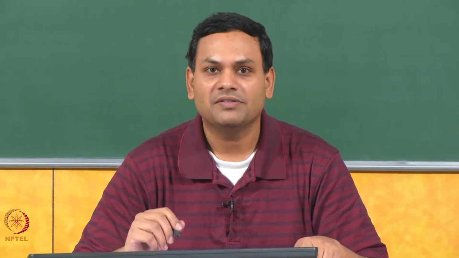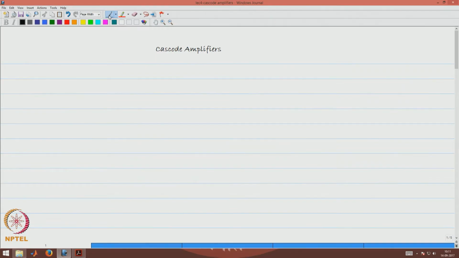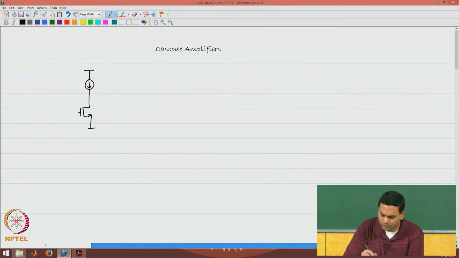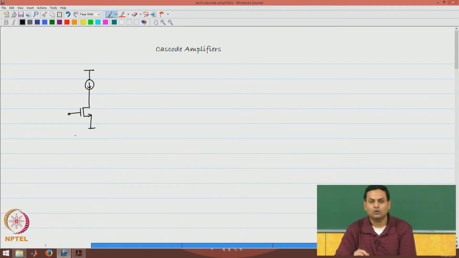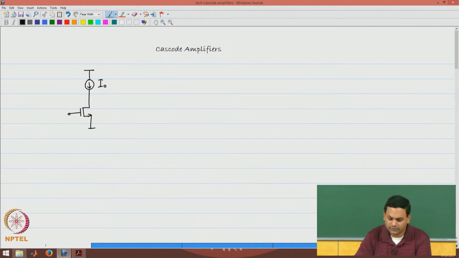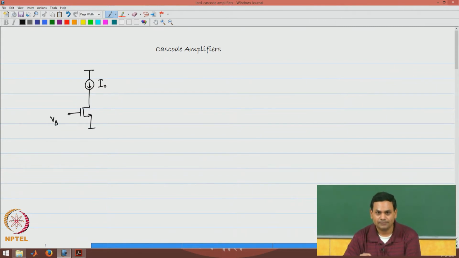In today's lecture, we are going to look at a certain type of amplifier called the cascode amplifier. So, we will start off by looking at the common source amplifier that we have seen before. Let us assume that the common source amplifier is biased with a drain current of I naught. It has an appropriate gate bias voltage, which I will call VB, and along with this I will also apply a small signal voltage Vs.